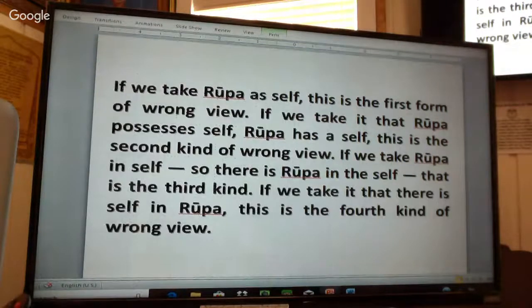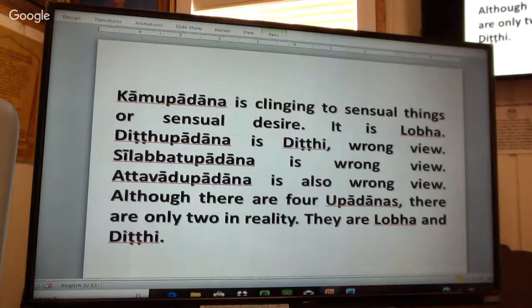Okay, so we conclude that in reality there are four kinds of upadana, but in reality the four kinds of upadana are just two realities: loba and ditthi, isn't it? Loba is greed, ditthi is wrong view. So kamupadana, number 1 upadana, is clinging to sensual things or sensual desire. That kind of upadana in reality is loba. But the loba, the greed, is not normal greed, it is very strong greed.